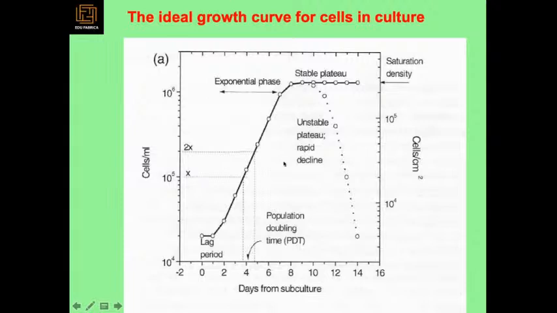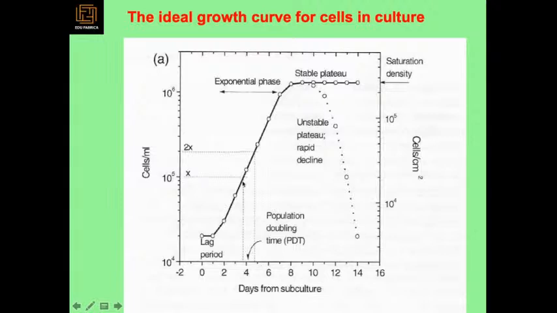So what is the ideal growth curve of cells in culture? How do your cells actually grow? First you have your lag period, then the exponential phase, then a stable plateau for some time, and then it could go either linear, or if it is an unstable plateau, they will decline.